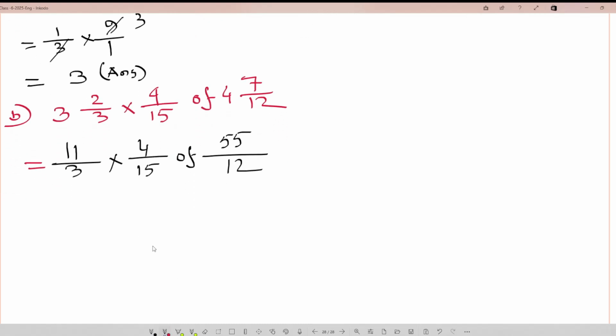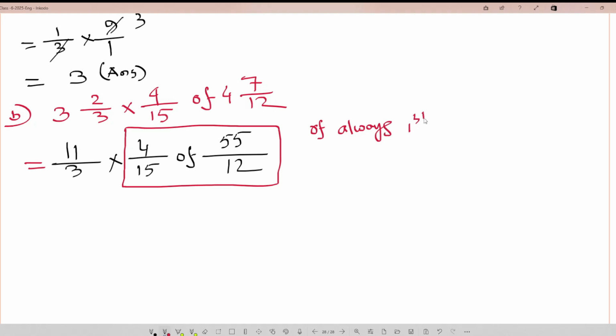Now we will do this one first. Of always first, then the other signs, either division, multiplication, plus or minus. Okay, be careful about this one. So look, here is 4 and here is 12. This one we can divide by what? We can divide by 4. So 12 divided by 4 is 3 and 4 divided by 4 is what? 1.